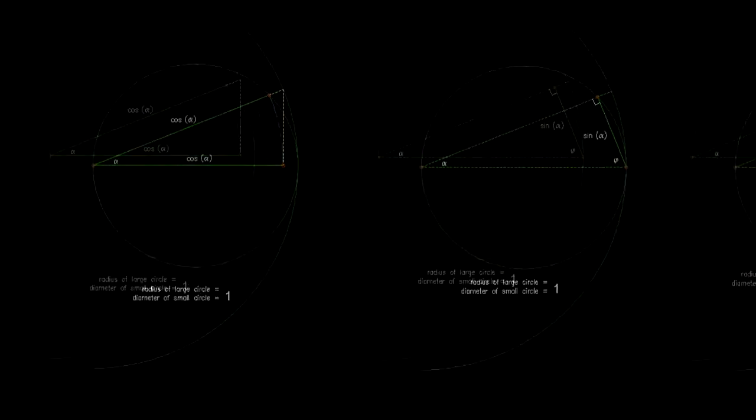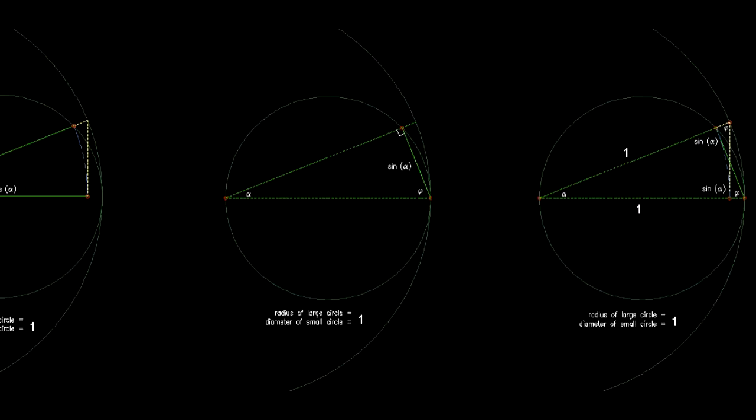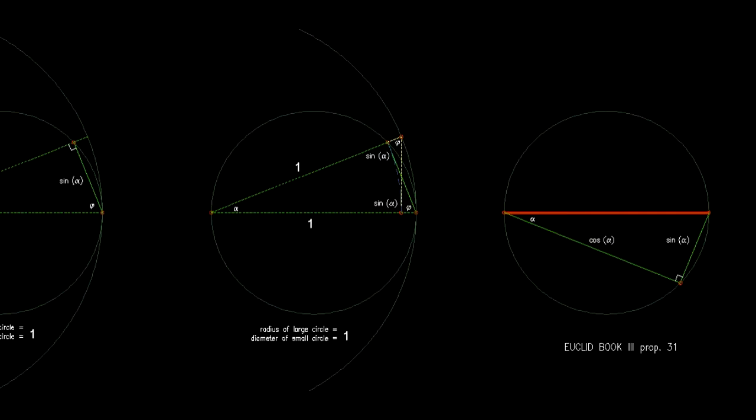And similarly with the opposite side of the angle alpha in the inscribed triangle, given the right angle and the unit length of the diameter, we have sine alpha. And if we make the same extension of the line and project that intersection point down to the horizontal, we end up with another representation of sine alpha using the larger circle.